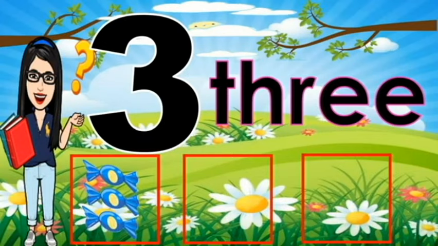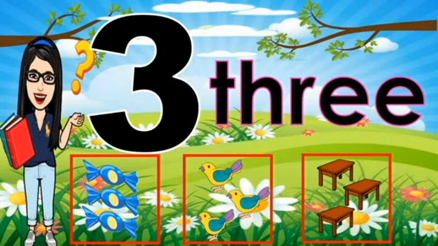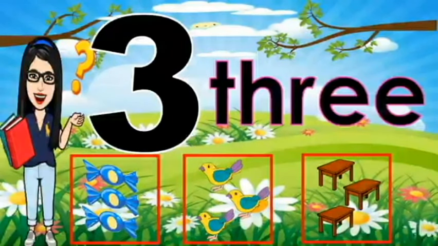Now, look at the picture. 3 candies. Say it again. 3 candies. Next one. 3 birds. Again, 3 birds. And the last one. 3 tables. Again, 3 tables. Very good. Now, what number comes after 3?